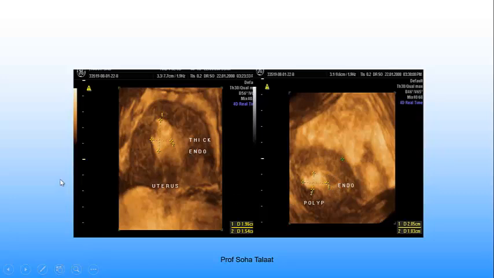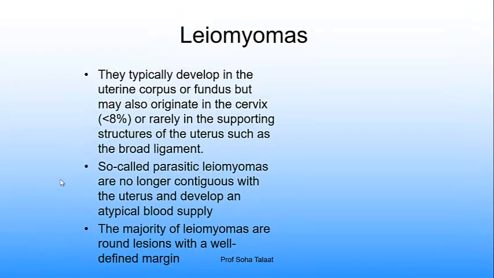So this is also a right cornual endometrial polyp on 4D image. But what about leiomyomas? Leiomyomas typically develop in the uterine corpus or fundus and may also originate on the cervix. And sometimes it is called parasitic leiomyoma. It may be parasitic on the surroundings.